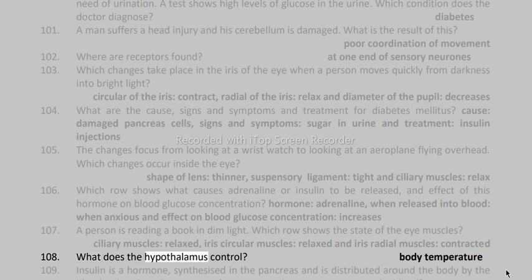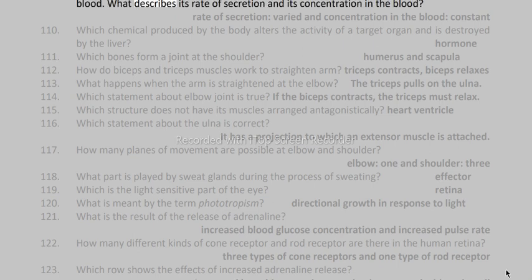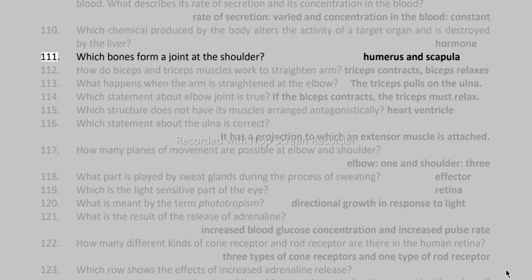108. What does the hypothalamus control? Body temperature. 109. Insulin is a hormone, synthesized in the pancreas and distributed around the body by the blood. What describes its rate of secretion and its concentration in the blood? Rate of secretion, varied, and concentration in the blood, constant. 110. Which chemical produced by the body alters the activity of a target organ and is destroyed by the liver? Hormone.